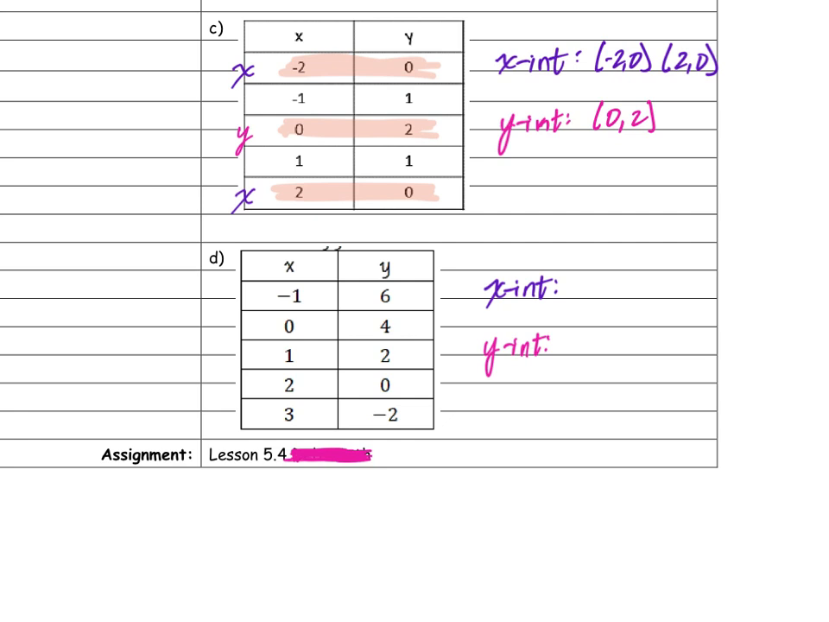Okay? In my second box, here we go. So I've got the ones that only have zeros. So I know that this one, because it's got x as a 0, is my y-intercept. And because this one has y as a 0, this is my x-intercept. So my x-intercept here is 2, 0. And my y-intercept is 0, 4.